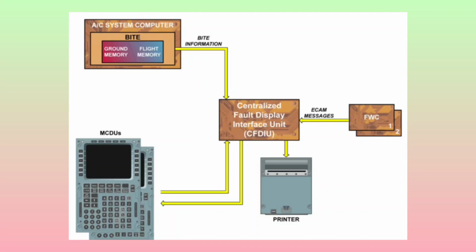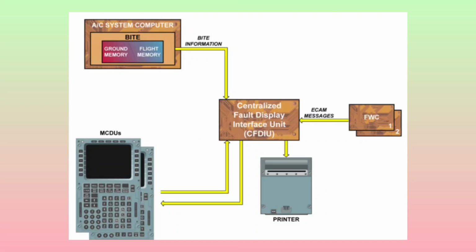I just wanted to discuss CFDS modes. There are two CFDS modes available, that is normal and menu mode. Menu mode is available only on ground. CFDIU dialogues with one computer at a time in order to read the content of its BITE memory and to initiate the various tests. This mode can only be selected on ground and interrupts the normal mode of operation.